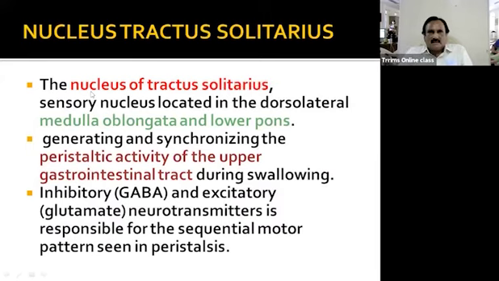And this is the nucleus tractus solitarius. The sensory nucleus is located in the dorsolateral medulla oblongata and lower pons, generating and synchronizing the peristaltic activity of the upper gastrointestinal tract during swallowing. Inhibitory GABA and excitatory glutamate transmitters are responsible for the sequential motor pattern of the peristalsis. Peristalsis is an important term which you should concentrate on when the gastrointestinal tract is being discussed.